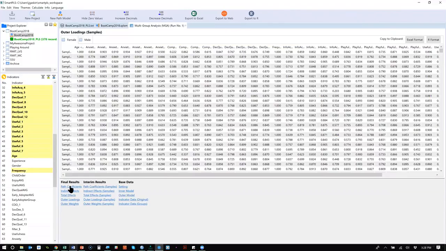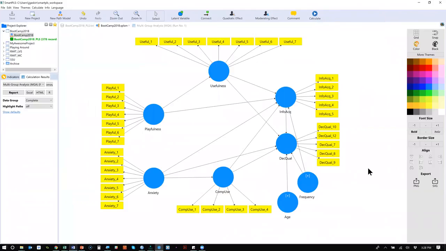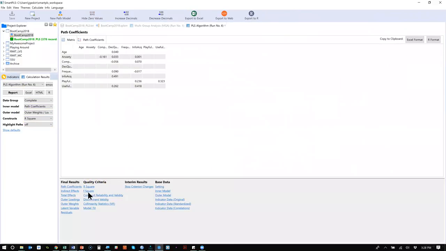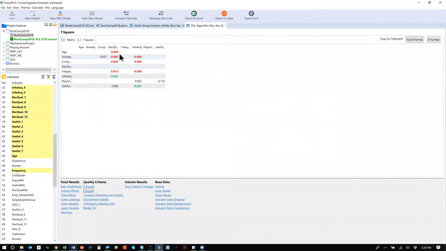If you go to, not in an MGA, let me get out of MGA. Go back to my model. Just run a regular PLS algorithm. I wonder if I have to bootstrap. I might have to bootstrap. Let's see. Nope, they're here. Factor or path? We should do path on this one for effect sizes. And if you do path and you do regular PLS algorithm, you get this F square here, and that shows you how big are your effects, and it even color codes them for you. So all the effects on decision quality are nominal except information acquisition. All the effects on information acquisition are nominal except usefulness.